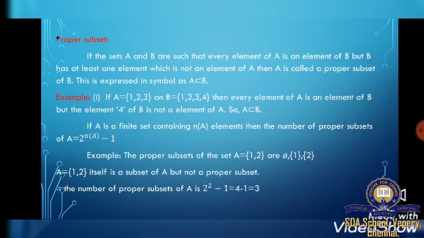Or we say it as null, set of 1, set of 2. So A is equal to {1, 2} itself is a subset of A, but not a proper subset. Therefore, the number of proper subsets of A is 2 squared minus 1, because it consists of 2 elements. So n is 2. So 2 to the power 2 minus 1 is equal to 4 minus 1, which is 3, which we get as null, {1}, {2}.